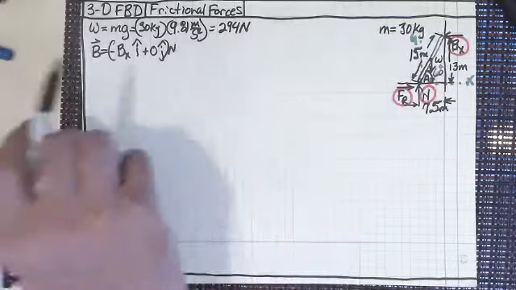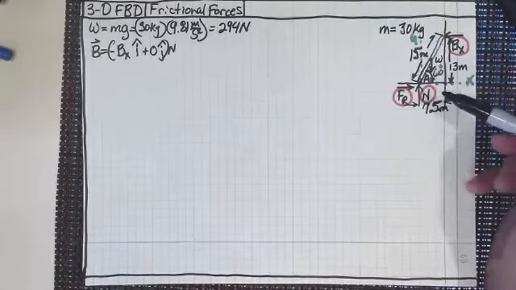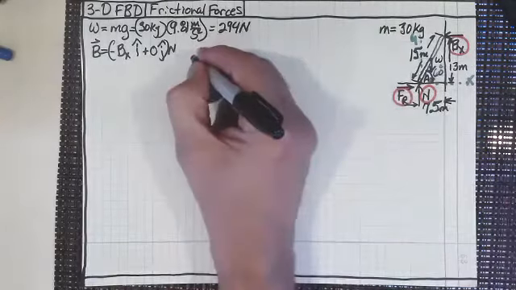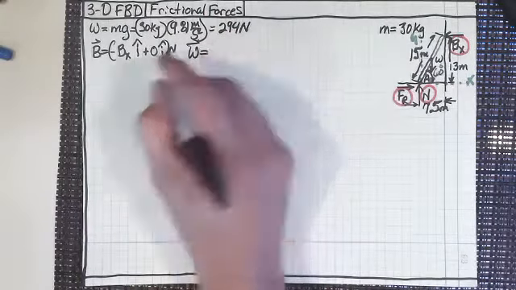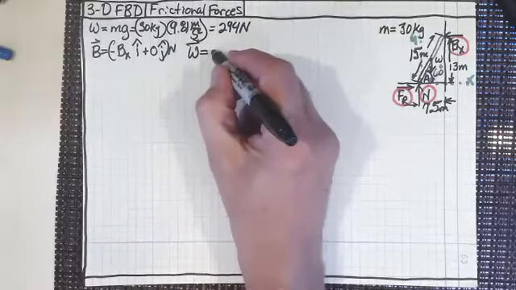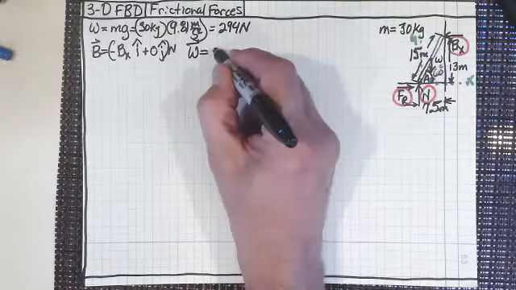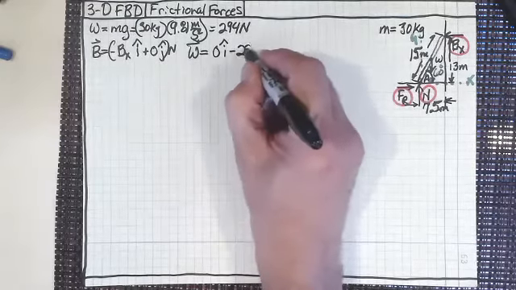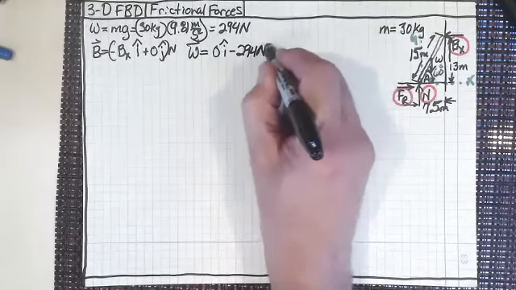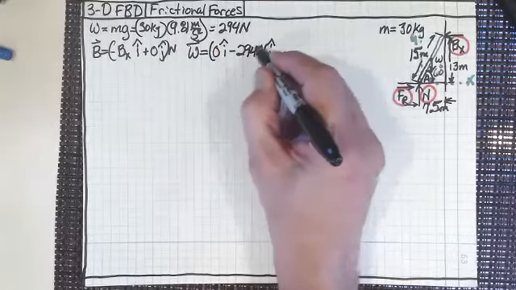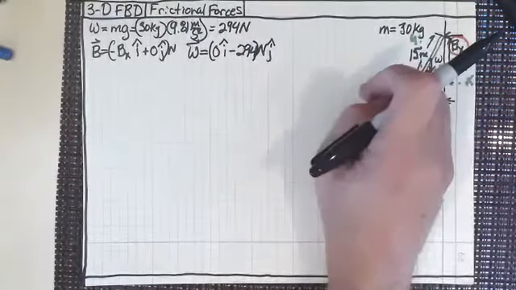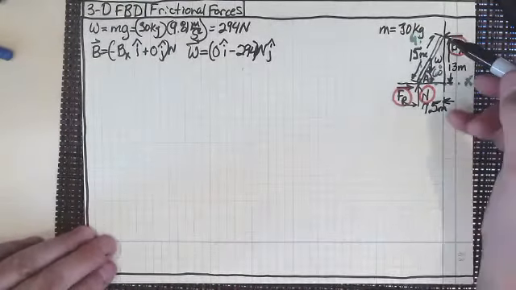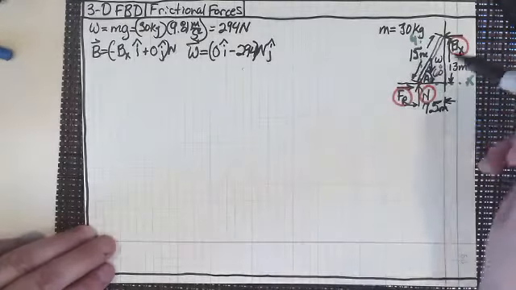So now we've got B all written down there. And we can see that the weight force here is going to be working down as well. So I can write my weight force as a vector: zero I hat, minus 294 newtons J hat. I forgot the newtons, there we go. I can just throw it up like that. There, the parentheses are perfectly correct then. All right, so we've got our weight force, and we've got our force at B.